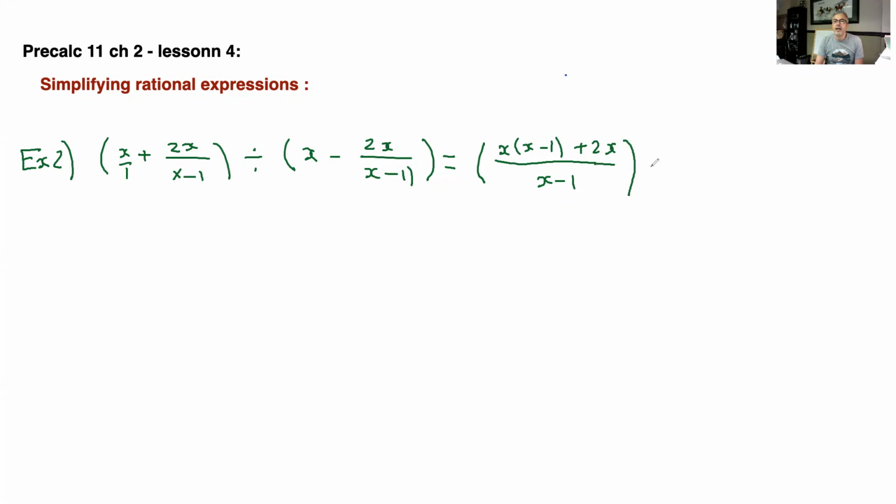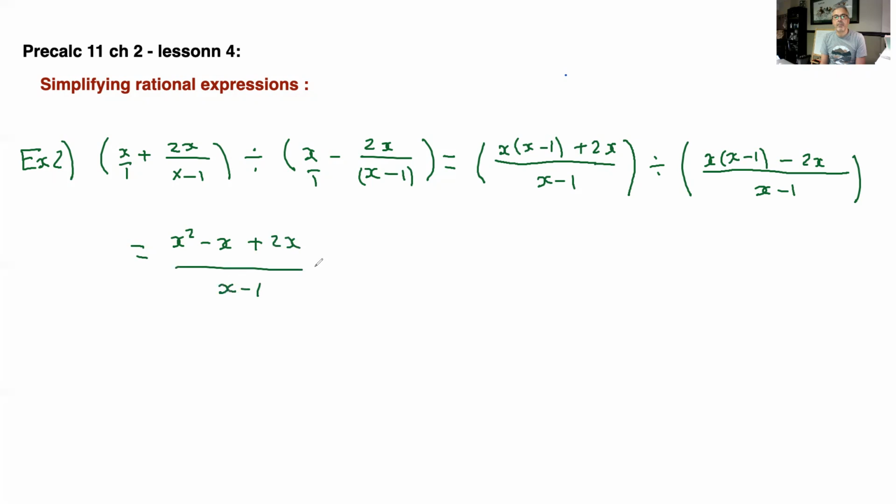And then I'm going to do common denominator here as well. So x minus 1. And if you compare this to this, there's 1 there. It's missing the x minus 1. So I'm going to multiply the x by x minus 1. And if you compare this to this, it already has it. So therefore, you don't multiply that by anything. Simplify the top, x squared minus x plus 2x over x minus 1.